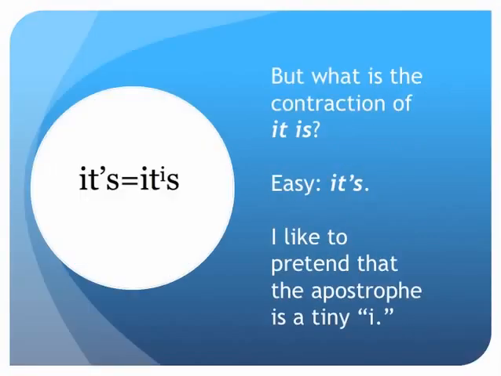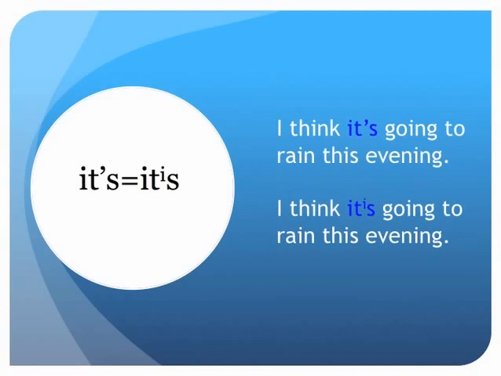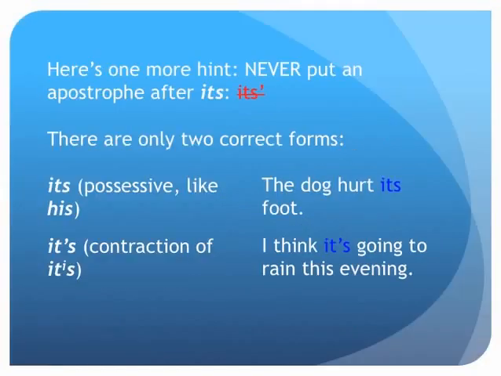But what is the contraction of it is? Easy. It's. I like to pretend that the apostrophe is a tiny I. I think it's going to rain this evening. Here's one more hint. Never put an apostrophe after its. There are only two correct forms. Its, possessive. The dog hurt its foot. It's, contraction. I think it's going to rain this evening.